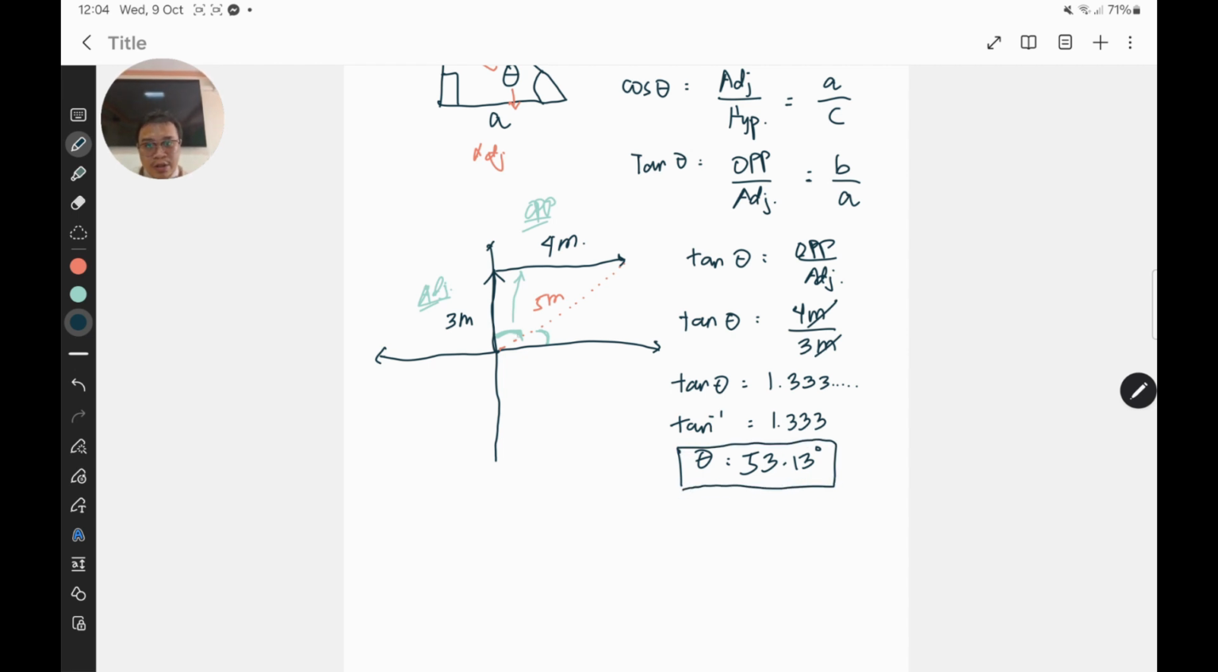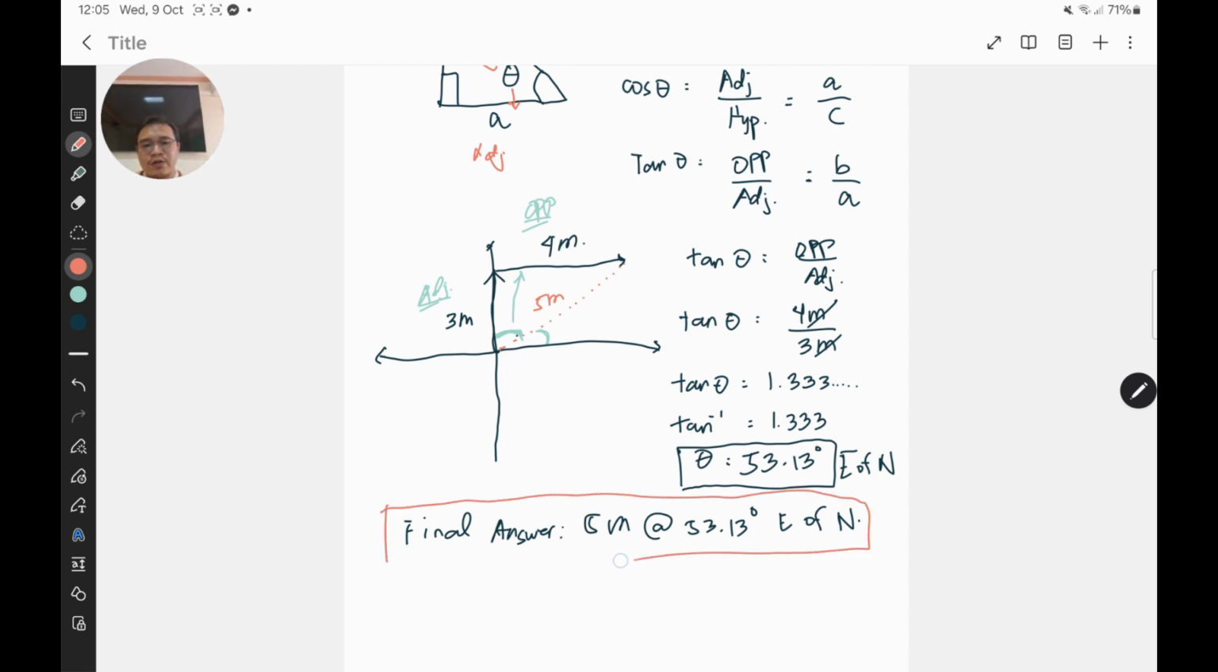But since my direction is on this side here, that is 53.13 degrees east of north. Okay? So, for my final answer right now, my final answer would be 5 meters at 53.13 degrees east of north. Let me box that one so that we'll have our final answer.